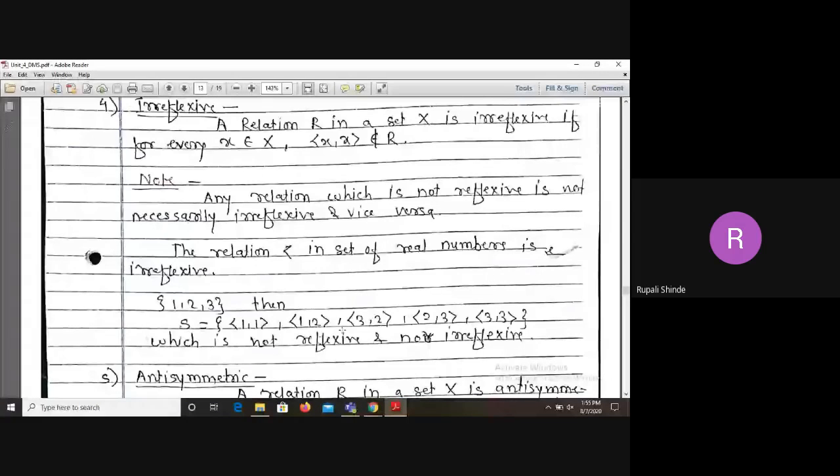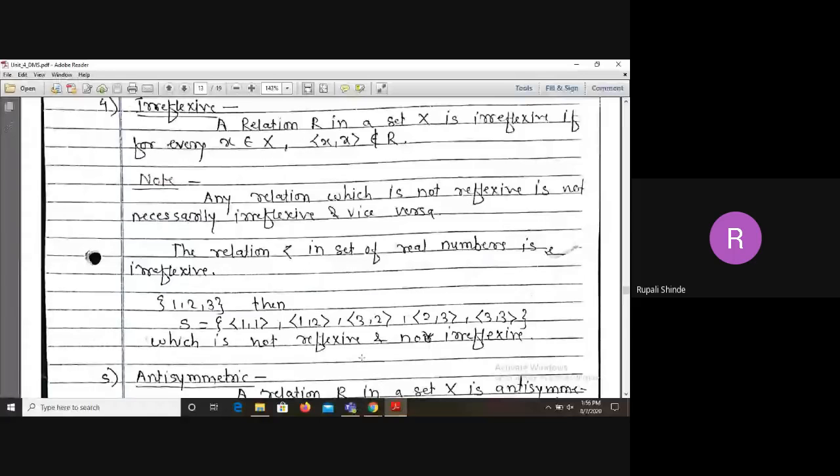Now check whether this one is an irreflexive relation. No, because the ordered pairs (1,1) and (3,3) are present in this relation. So what is the definition of irreflexive? There should not be any ordered pair (x, x) belonging to R. Then that relation is an irreflexive relation. But such elements are present, that's why this is neither reflexive nor irreflexive. So this is regarding the irreflexive property. Take the definition for irreflexive and take this note, which is very important.